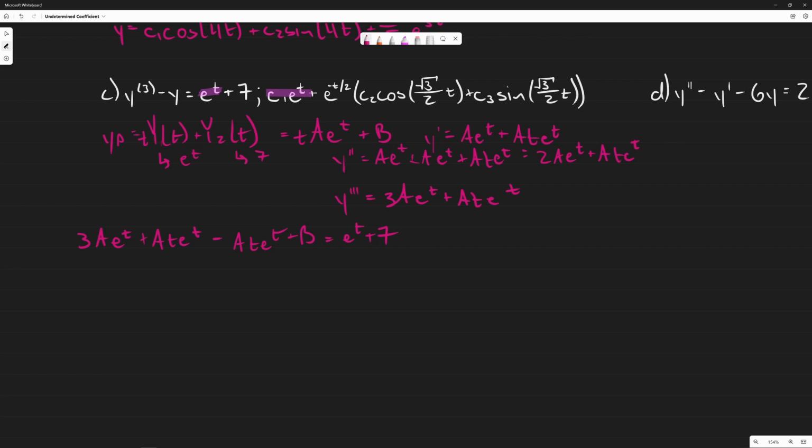This is cool because our b is the only constant. So b is equal to 7? Take that back. B is not equal to 7 because this is supposed to be minus. It's minus, so b is equal to -7.